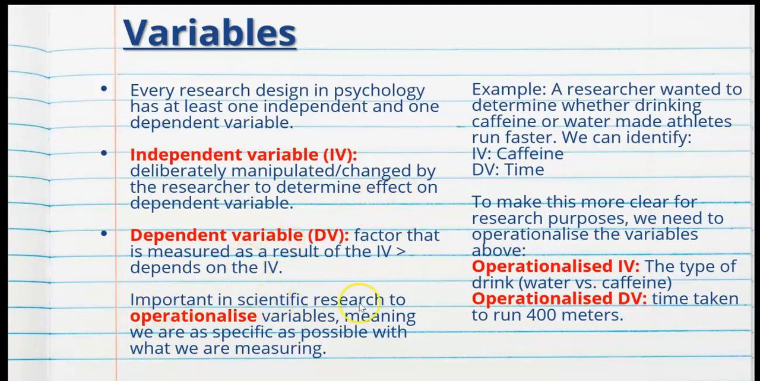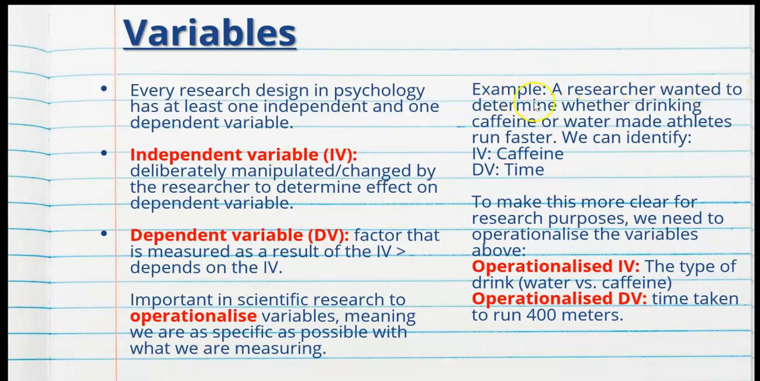So it's important in scientific research to operationalize our variables. What this means is that we are being as specific as possible with what we are measuring. This makes it so it's able to actually be conducted as an investigation or an experiment. So let's go through an example.